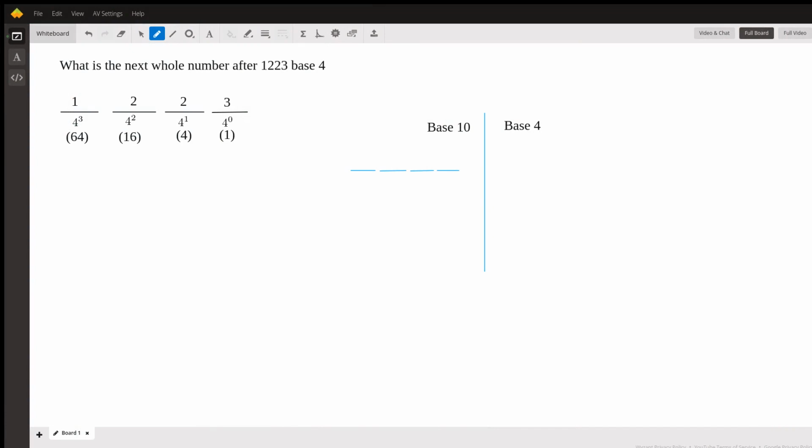Hi, my name's Joanne, and I'm a tutor here at Wyzant. A student asked a question: what is the next whole number after 1223 base 4?